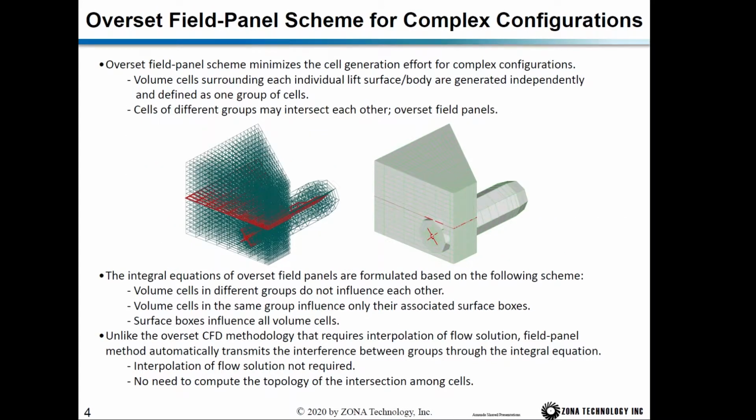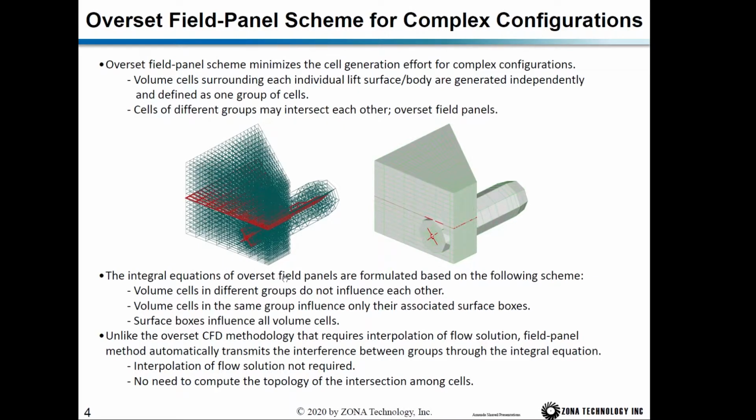And for complex configurations, Z-Trin uses the so-called overset field panel scheme. The overset field panel scheme minimizes the cell generation effort for complex configurations. In this overset field panel method, the volume cells surrounding each individual lifting surface body are generated independently and defined as one group of cells. Cells of different groups may intersect with each other, and this gives us an overset field panel method. Therefore, for a wing with an underwing missile, we just generate a volume block on the upper and lower surface of the wing, a volume block around the missile body, and a volume block on the upper and lower surface of each missile fin.